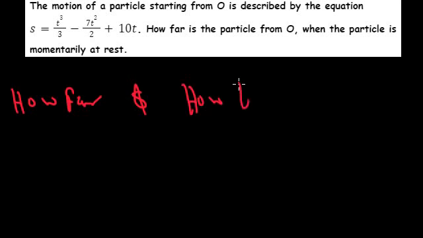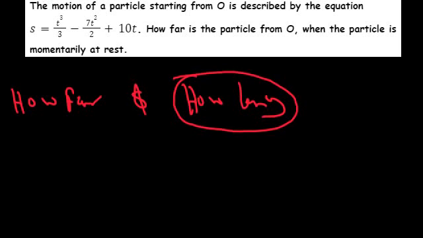when the particle is momentarily at rest? It is important to understand two most often used statements, and these statements include how far and how long. Well, in this problem, it is how far that is used, but there's another one called how long. Whenever you hear the word how far, think of distance or displacement, while whenever you hear the word how long, then think of time.